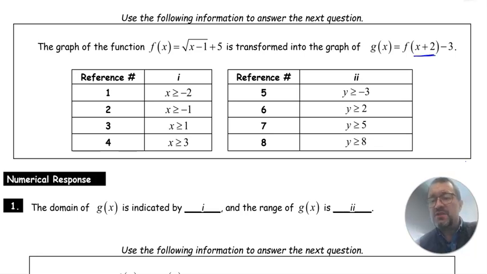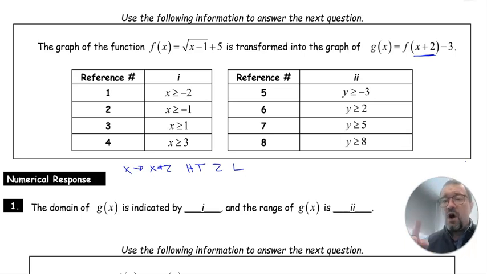This x plus 2 is happening within the function, so that is clearly going to be something horizontal. And because it's just addition, subtraction sort of an action in there, it's going to be a translation. And remember, if we replace x with x plus 2, that is going to be a horizontal translation 2 units to the left.